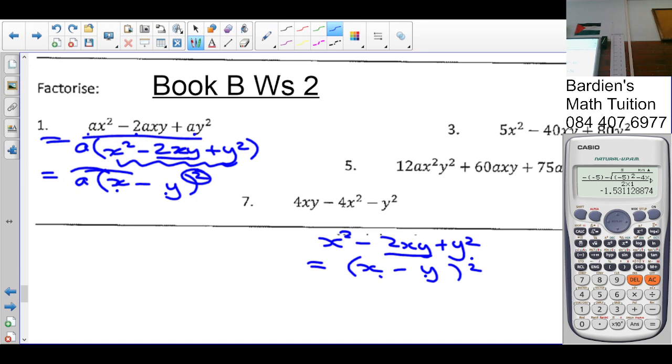Remember, listen. If it says simplify, then your answer must contain no brackets. Okay? If it says factorize, your answer is going to be one term and contains brackets only.